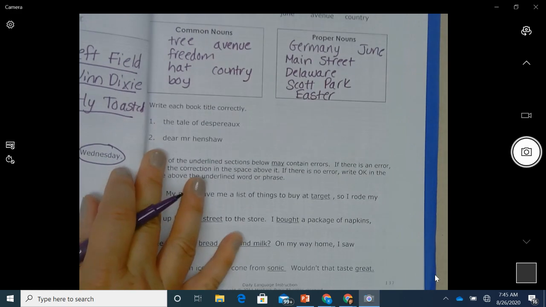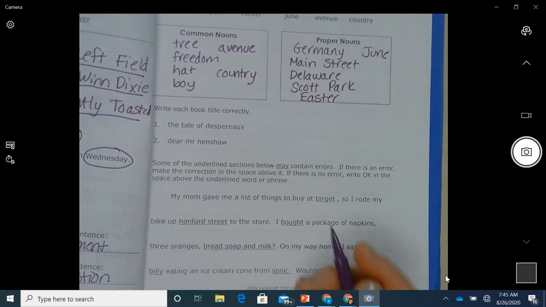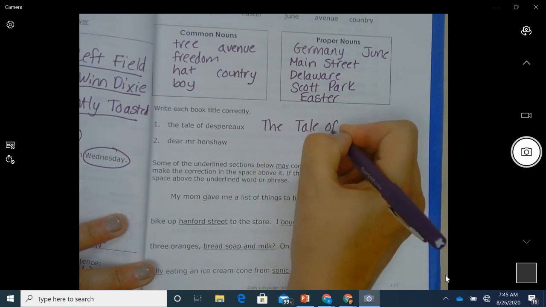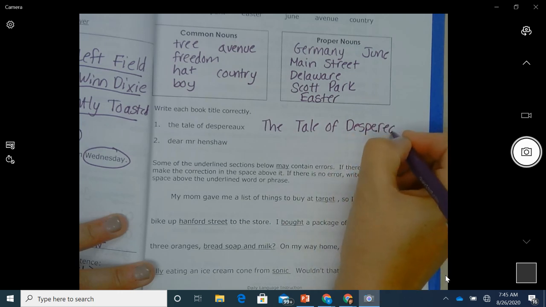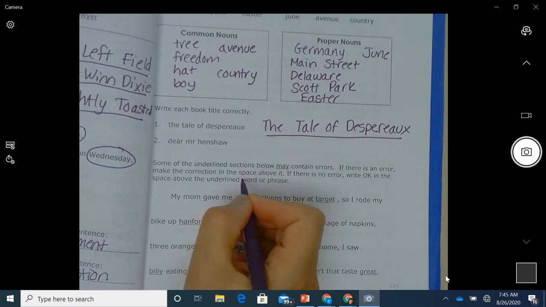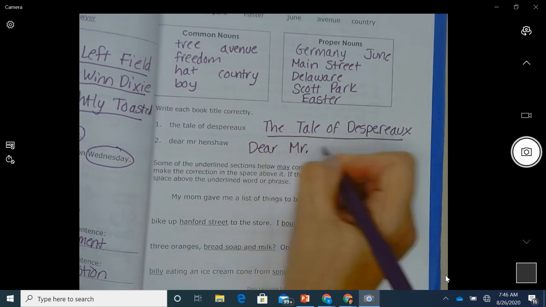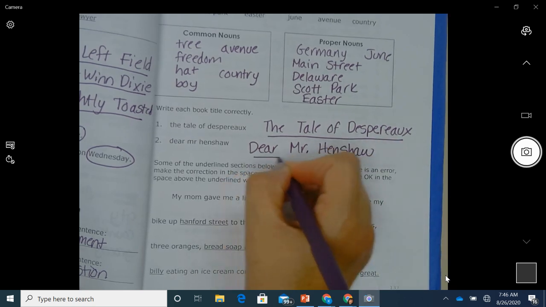Then it says write each box title correctly. So these are titles of books. So The Tale of Despero is how you pronounce that, Despero. And I have to underline. Dear Mr. Henshaw, that's a great book. Mr. has a period. Henshaw is capitalized and underlined.